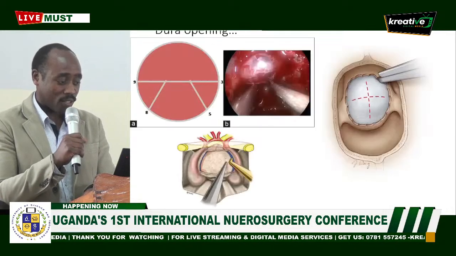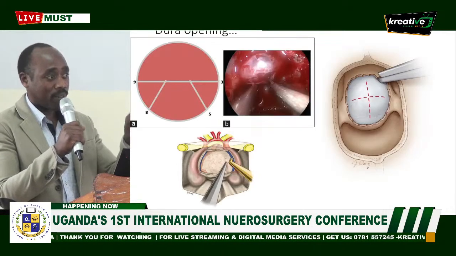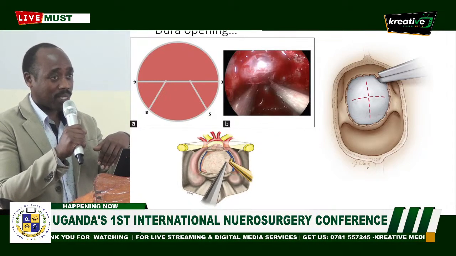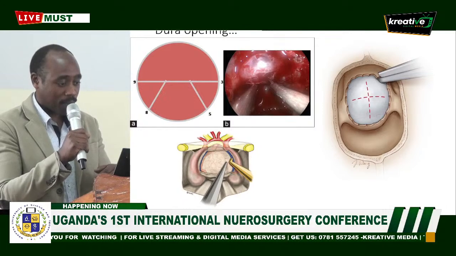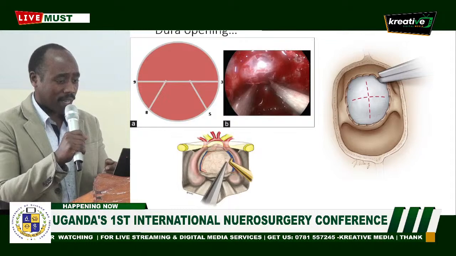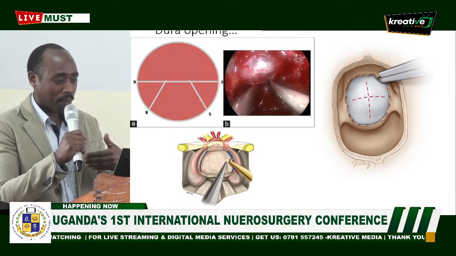Dura opening is usually variable. I usually try to open my dura in a U fashion and take out the tumor from the posterior before the anterior to avoid the collapse. But they can be variable. You can open in an X fashion. I find that one helpful when I'm doing the repair.